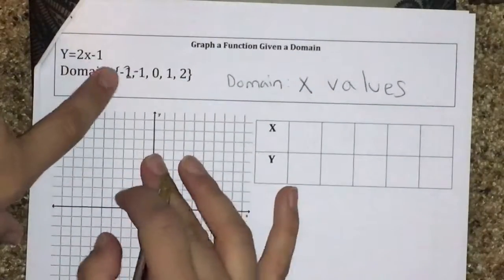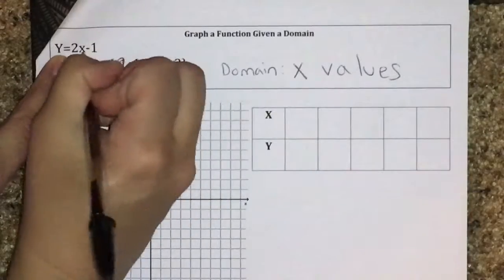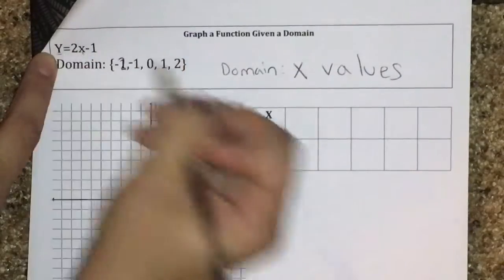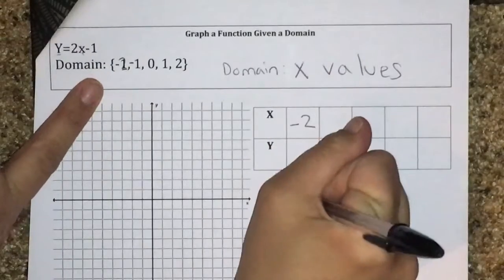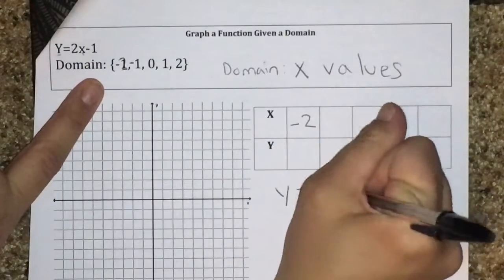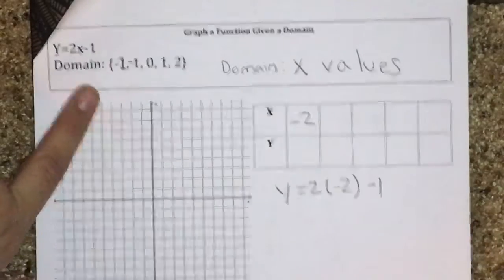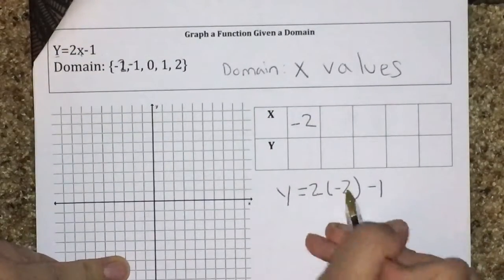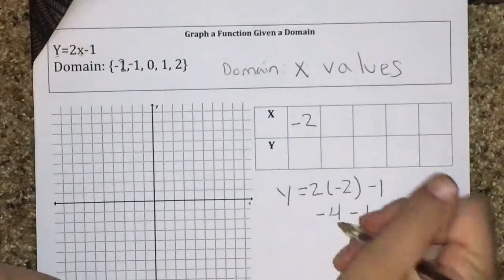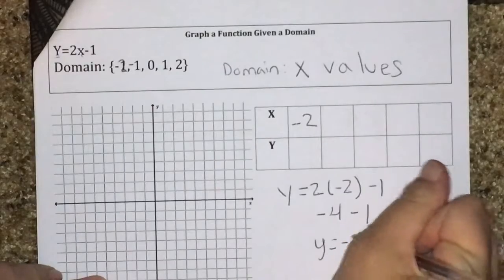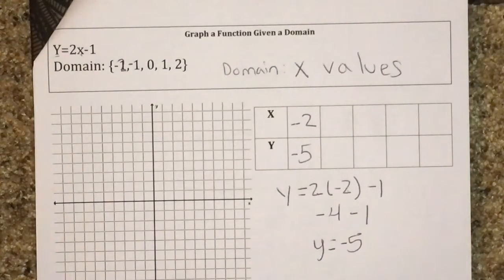So you're going to take each value starting at -2 and plug it into the function to see what y spits out to be. So if we're plugging in -2 for x, we would do y equals 2 times -2 minus 1. You would simplify from here. 2 times -2 is -4 minus 1. Y equals -5.